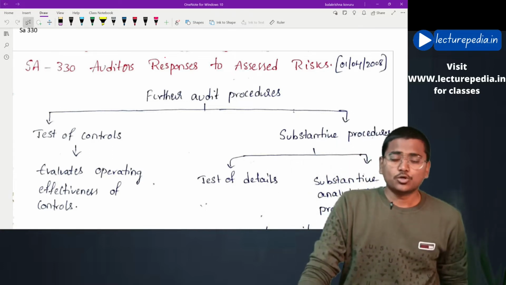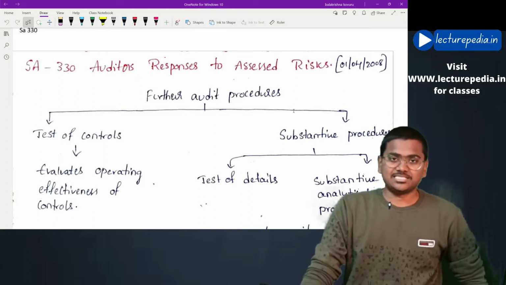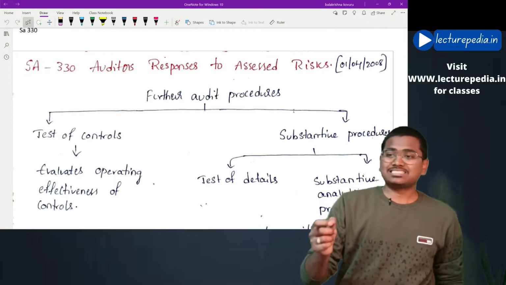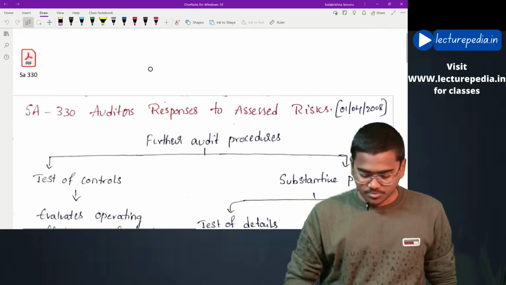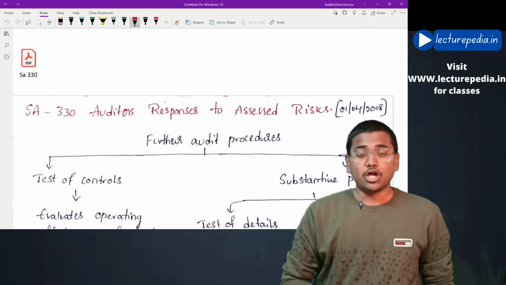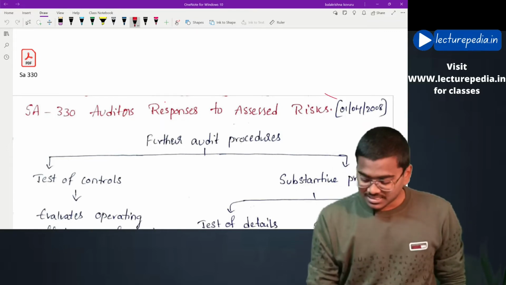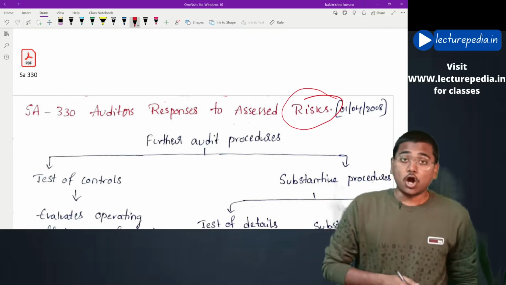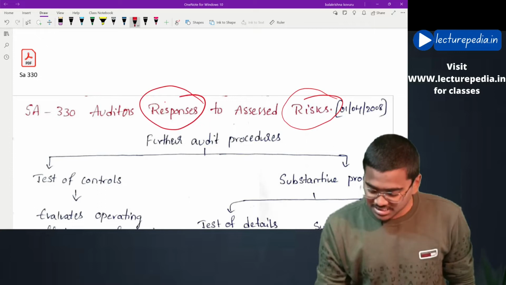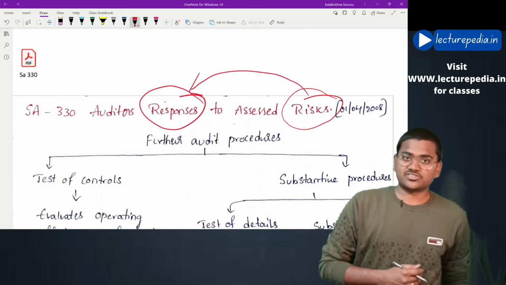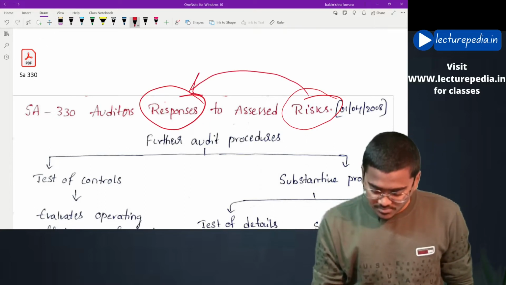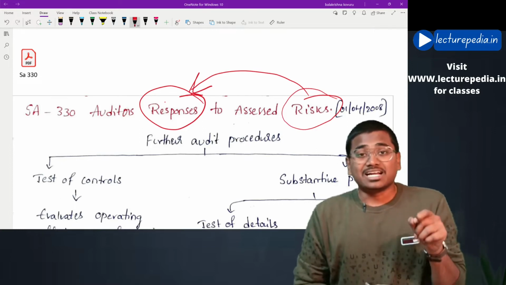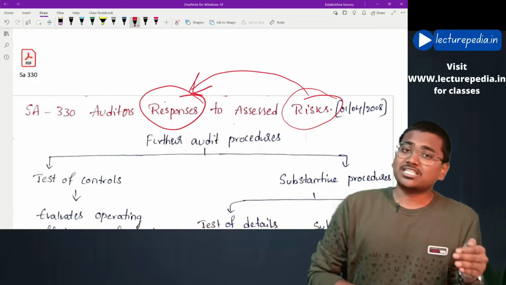In this class, we will be revising SA 330, that is responses of the auditor to assessed risks. Now, if you observe, in SA 315, the auditor has identified the risks of material misstatements. Now, under SA 330, the auditor will give responses to this assessed risk of material misstatements. Now, how will the auditor respond? Basically, the auditor will respond by performing further audit procedures.